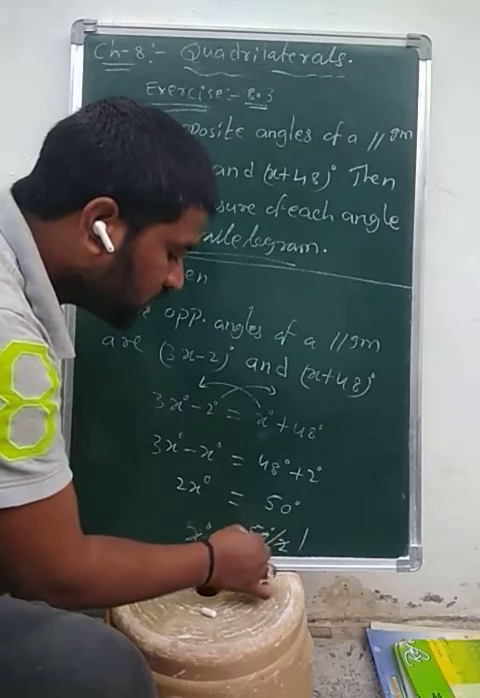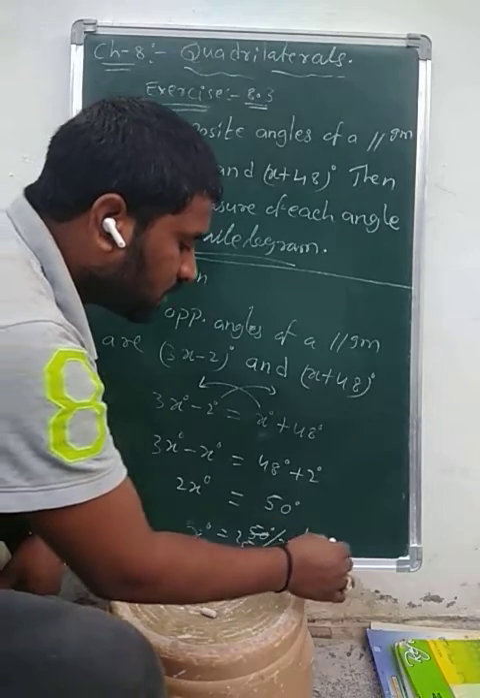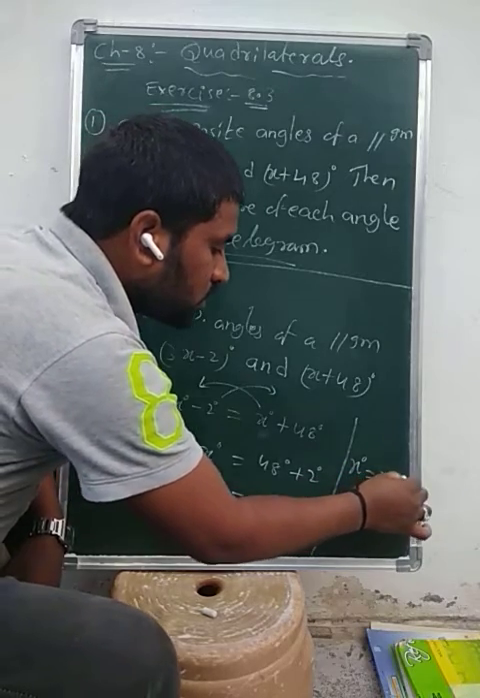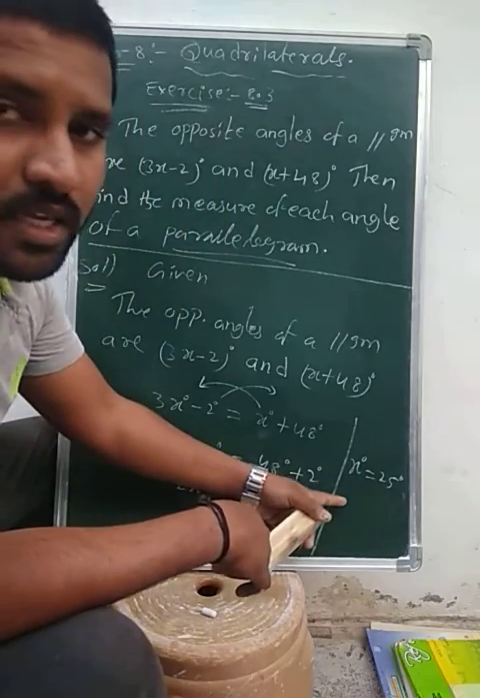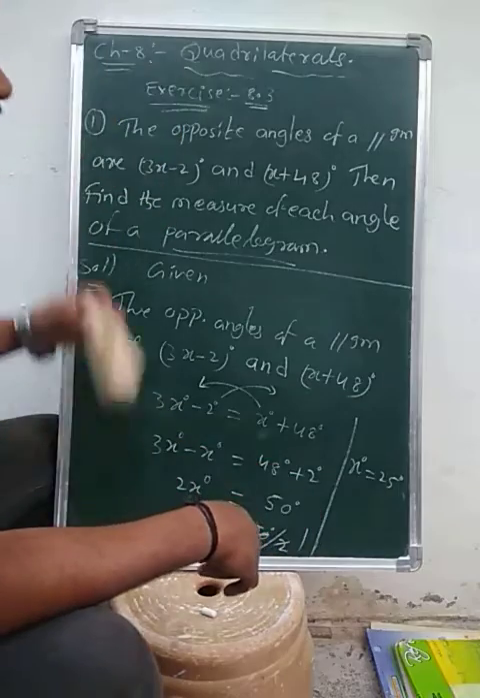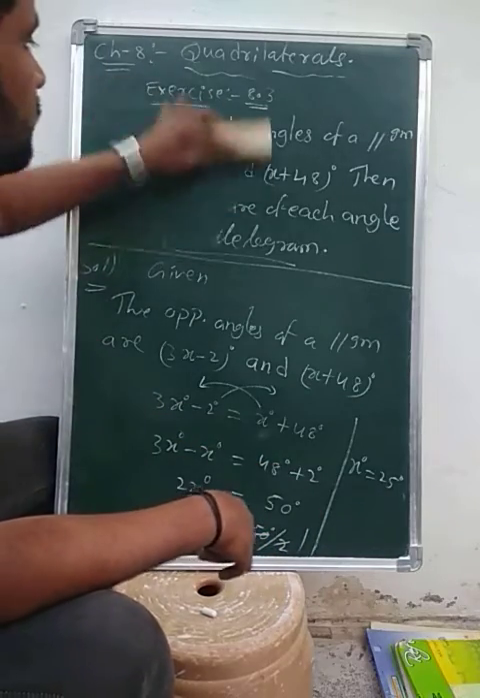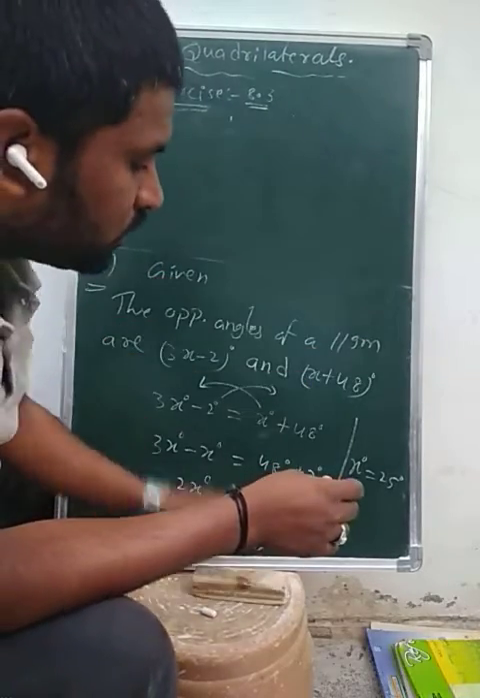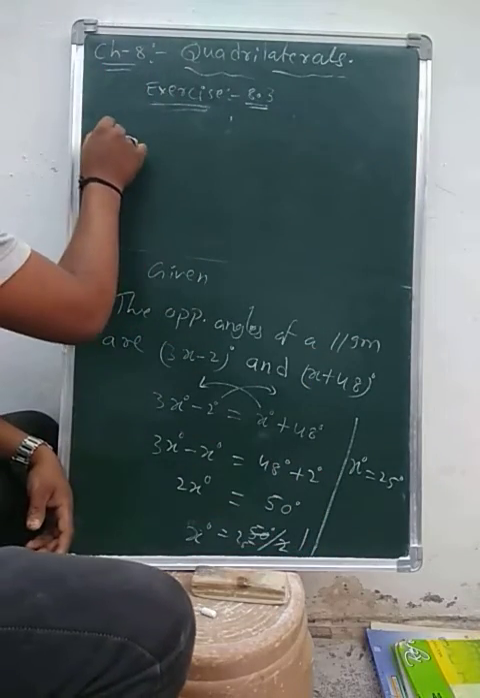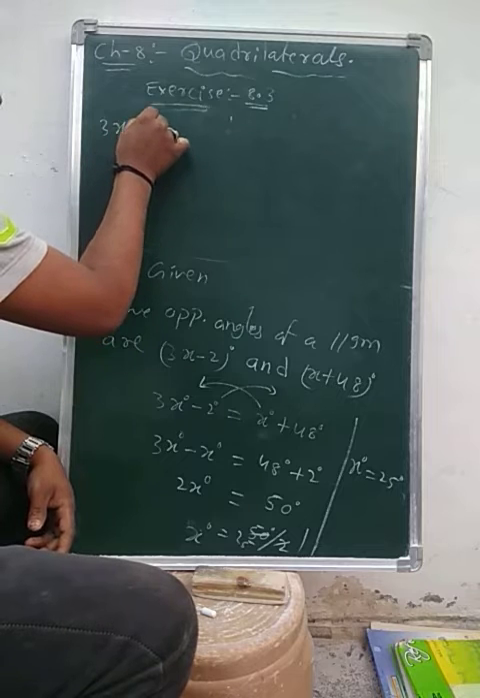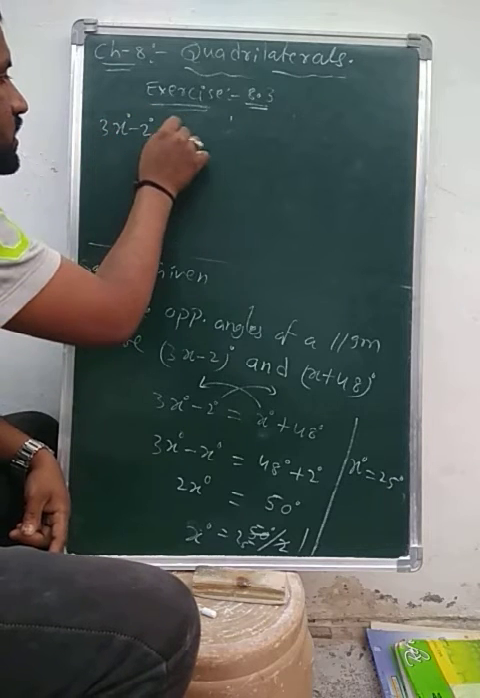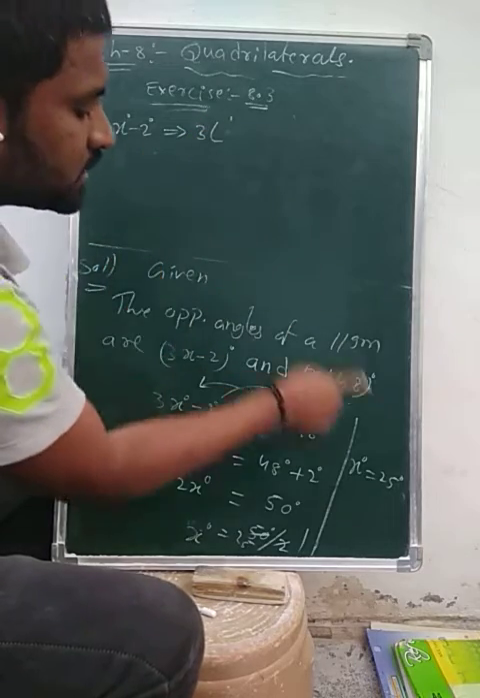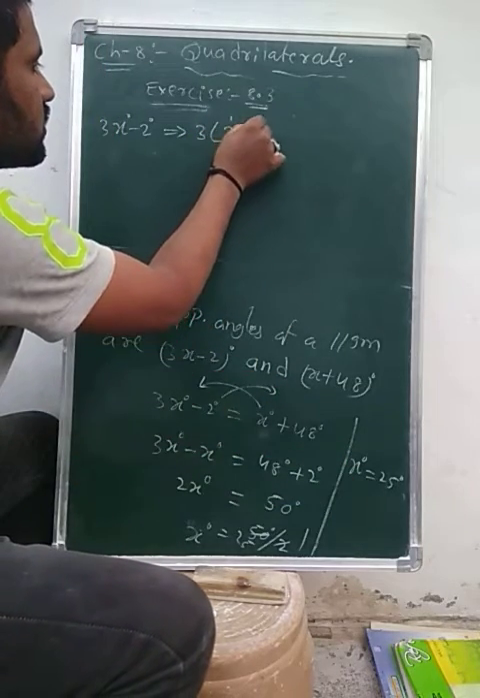2 ones are 2, 2 fives are 25. Then we get x degrees is equal to 25 degrees. So x is equal to 25 degrees. Now I want 3x minus 2 degrees. 3x degrees minus 2 degrees becomes 3 into x degrees, that is 25 degrees.